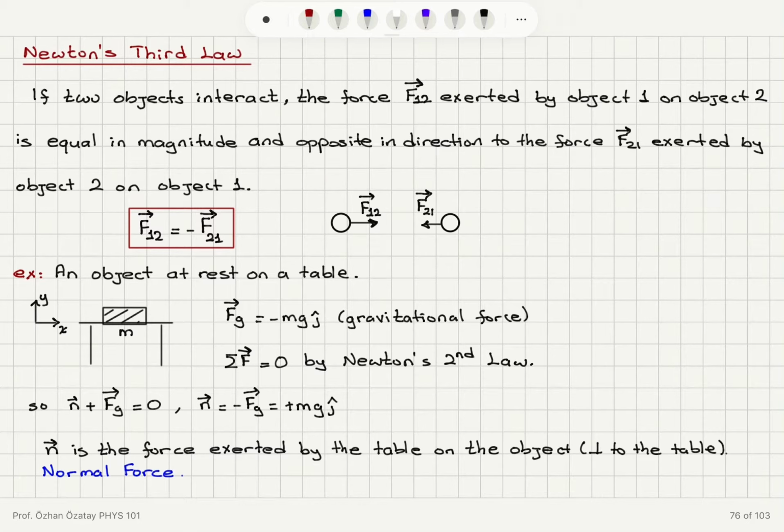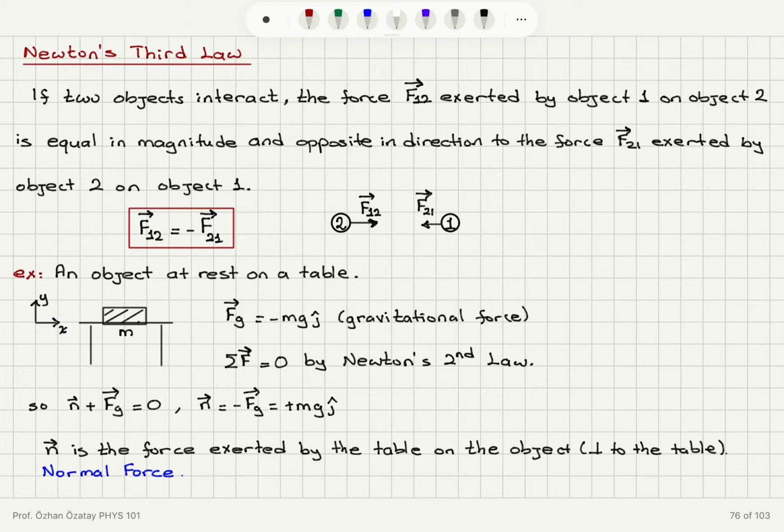So these are two objects, object 1 and object 2. The force exerted by object 1 on object 2, this is going to appear on object 2. Force exerted by object 2 on object 1, this will appear on object 1. And these forces are equal in magnitude and opposite in direction.